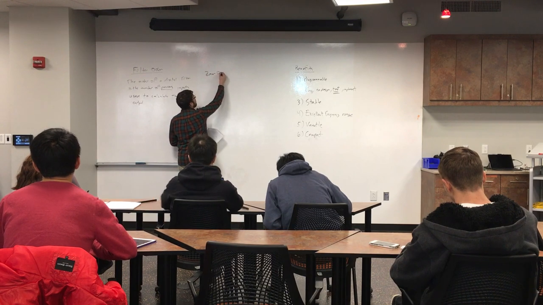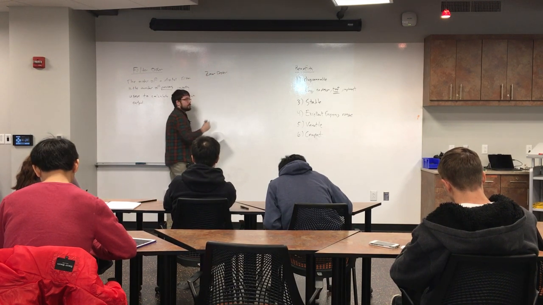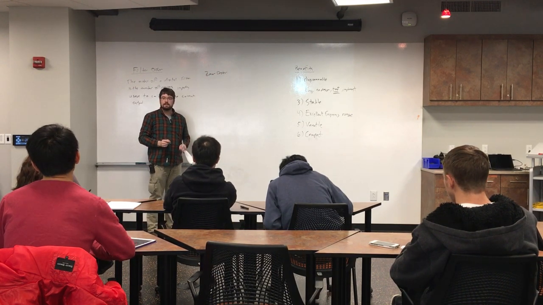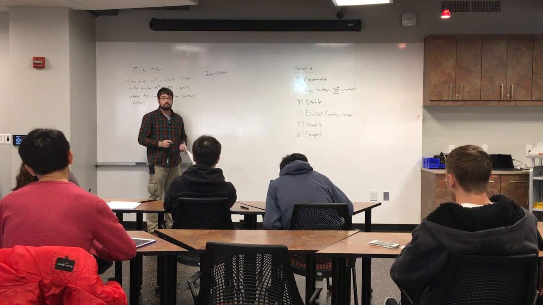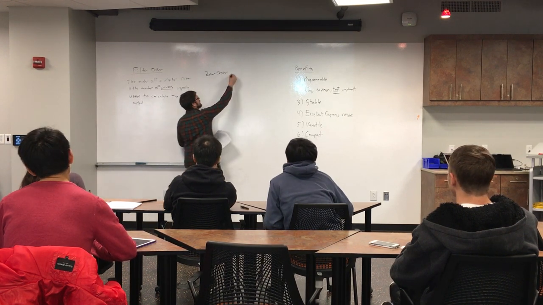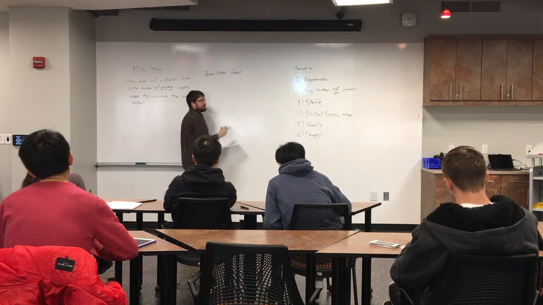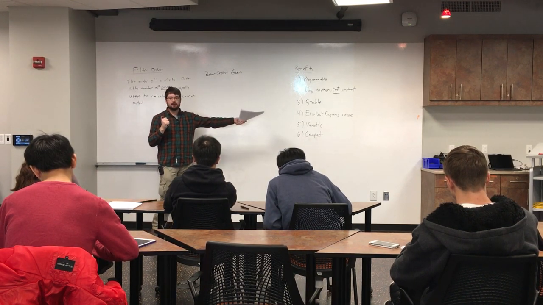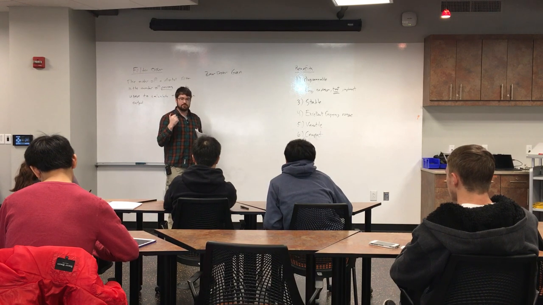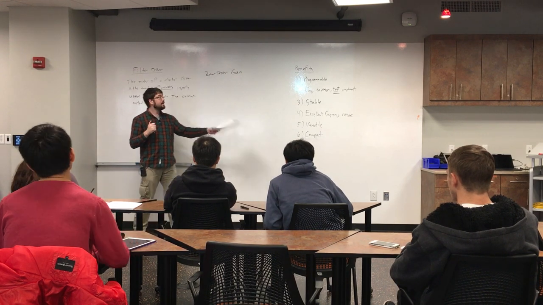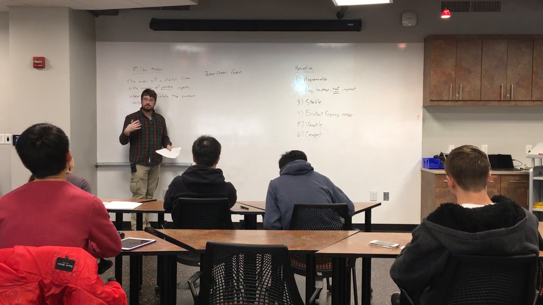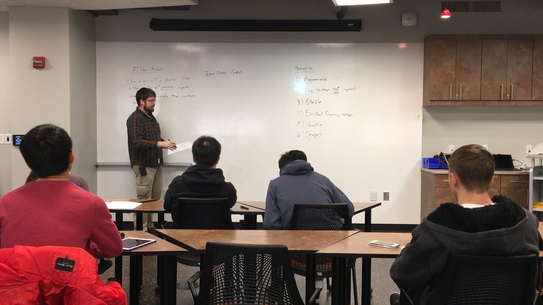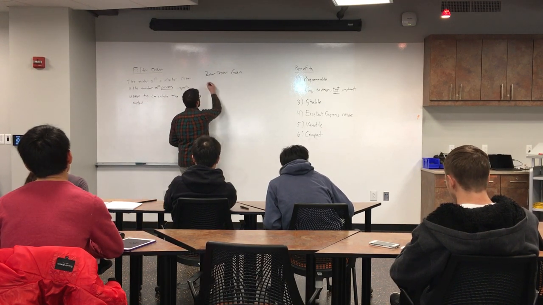So a zero order. Can anybody think of what a zero order filter would be? Gain. If you take a number that comes in that's 5 volts and you multiply it by 5 and you get 25 out, the next number that comes in is 2 volts, you multiply it by 5 and you get 10 out, that's a zero order filter. You're not using any previous data. You're just using the data that you collected at that time alone.